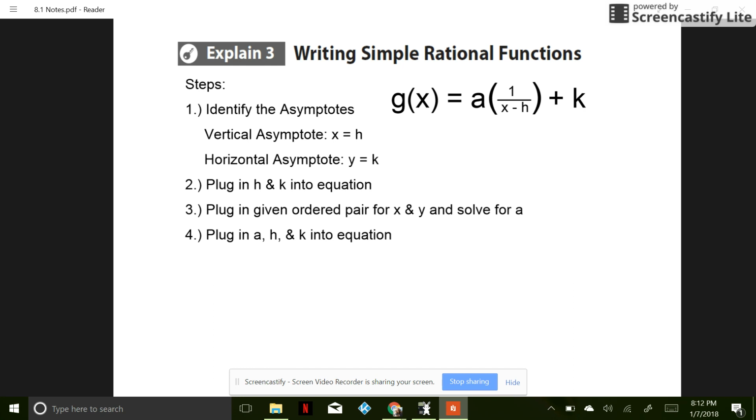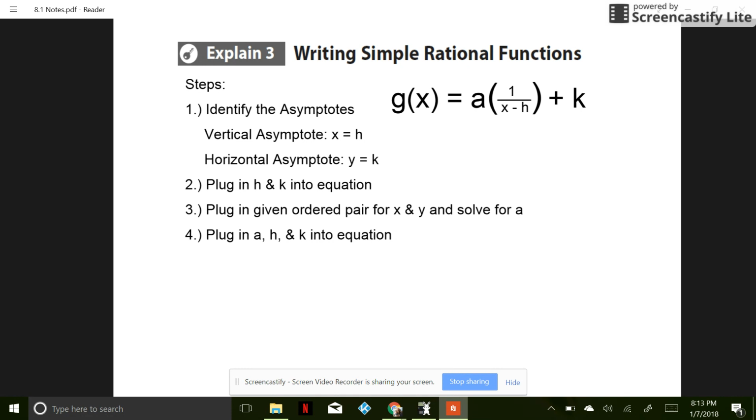So the last thing we're going to look at in this section is how to write the rational function when you're given the graph. So first thing you want to do is identify the asymptotes, because that's telling you how much you're shifting left and right, as well as up and down. You'll want to plug those then into the equation.